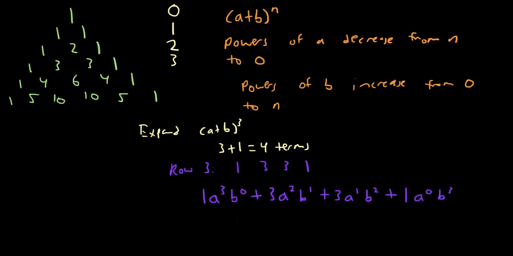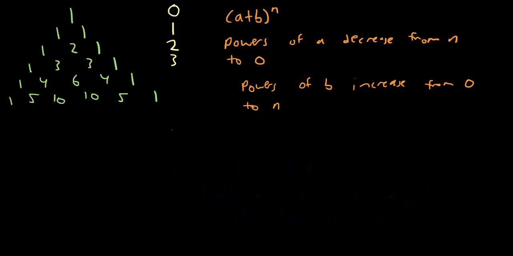Now we're just going to simplify this. We get a cubed, and this cancels out, plus 3a squared b plus 3ab squared plus just b cubed, because a to the 0 just equals 1. For our next example, we're going to expand a plus b to the power of 5.